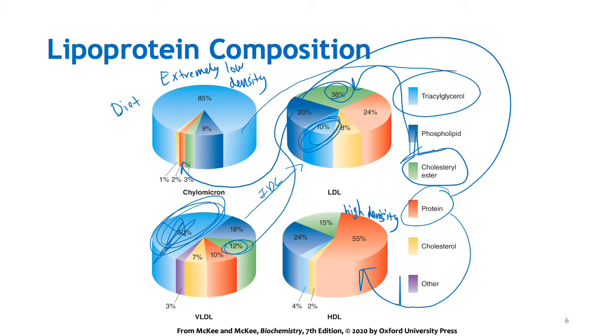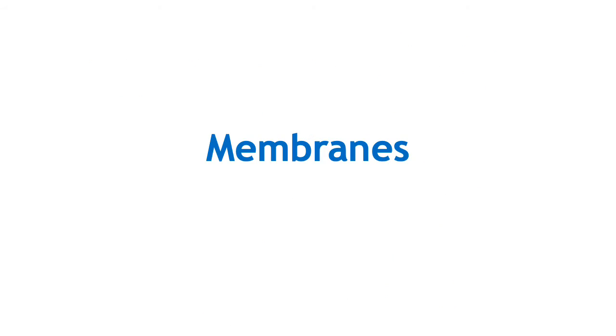The LDL's chief purpose is to dispense cholesterol esters to tissues. Okay, and that makes sense. The cholesterol is the highest portion of LDLs, whereas in VLDLs the highest portion is TGs. And then finally you have your HDLs, which are 55% protein component, 24% phospholipid, a mere 15% cholesterol, and you only have 4% of TGs. So don't memorize the numbers, class, but have a sense of what the components are of each of these four classes of lipoproteins. All right, class, now we're going to move on to membranes.